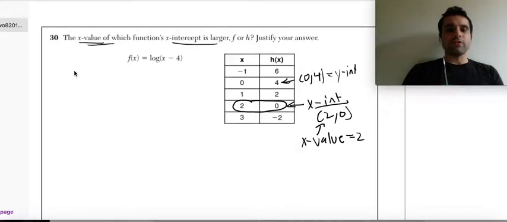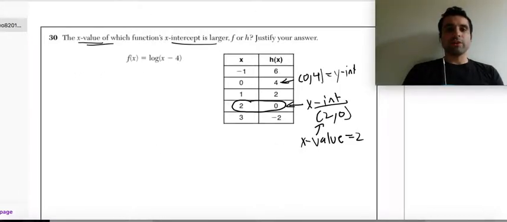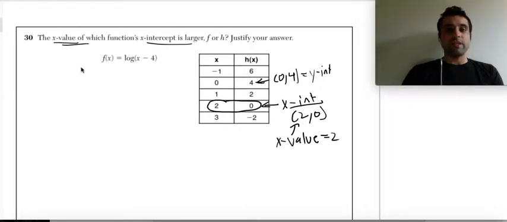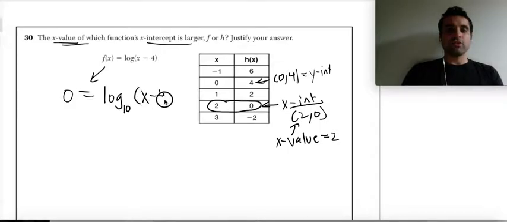Now let's find out for f of x. We could do this algebraically. We could have made a table of values or a graph, basically we just want to find the roots. So what do we want to replace f of x with? We want to see where f of x equals 0, because the y value has to be 0. Like this one, h of 2 equals 0, right? So 0 equals log. When I don't have a number here, guys, when I'm taking common log, the base is just 10. And we have x minus 4 in parentheses.